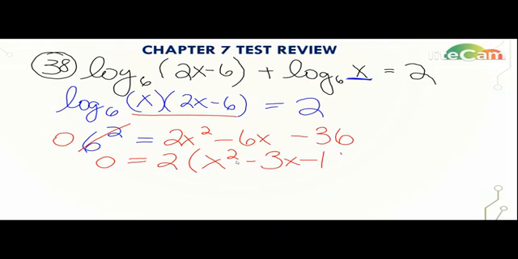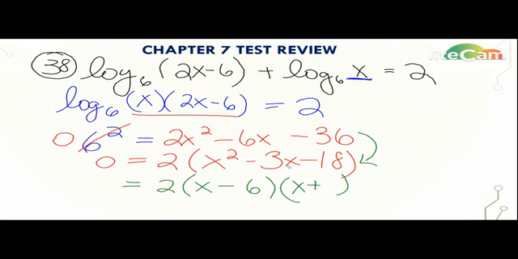So if you take out a 2, you get x squared minus 3x minus 18, which is going to make it easy to factor. By the way, all the problems on the test will be easy to factor. You just need to get to this point. If you can get here, I'm going to know what you're doing. All right, x minus 6, x plus 3. So the answer is x equals 6, x equals negative 3.